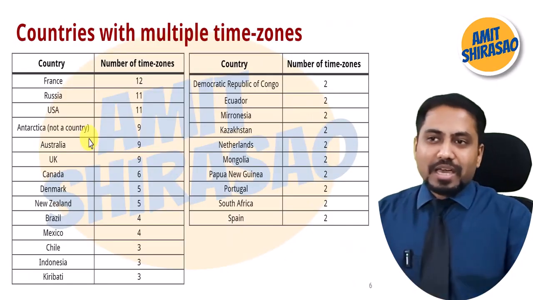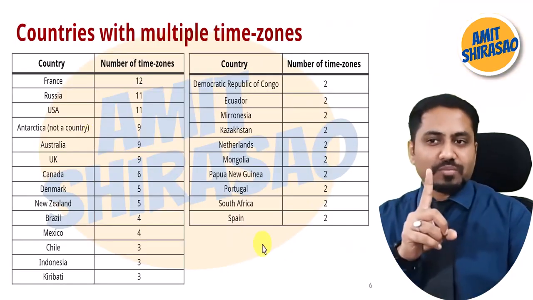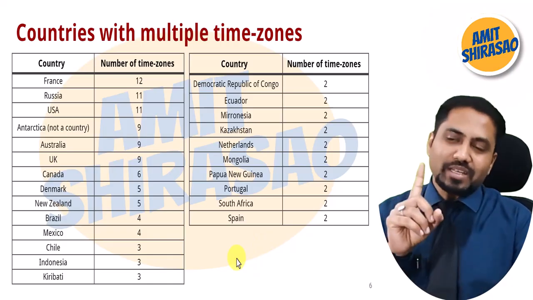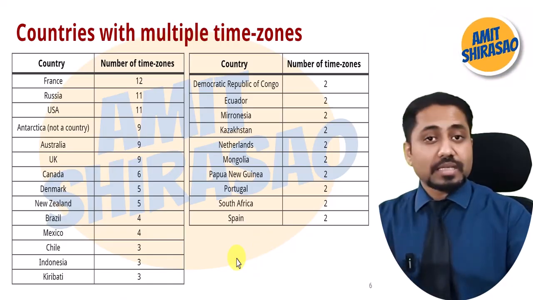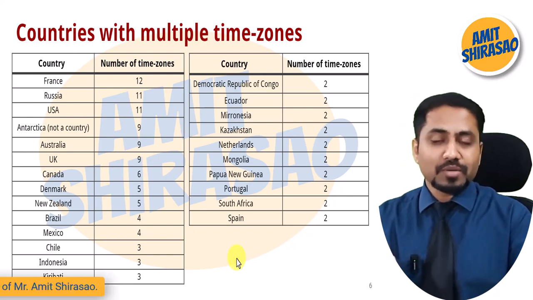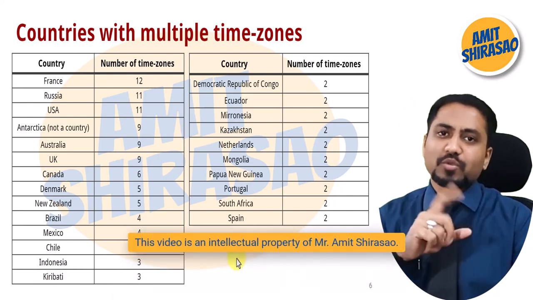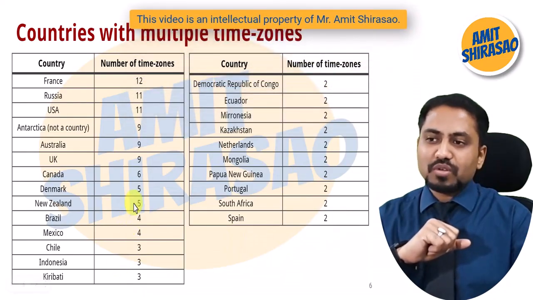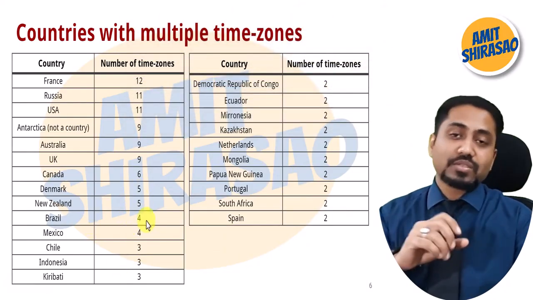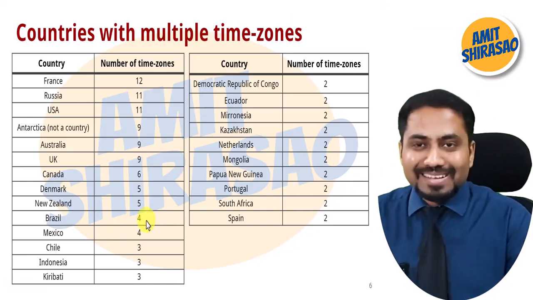And all the countries which I haven't mentioned over here have only one time zone. For example, India is not mentioned, India is one time zone. China is not mentioned, China is one time zone. Pakistan has one time zone. Similarly, all the other countries which are not mentioned have only one time zone. These countries have two time zones. These countries have three. These have four. These have five. Even Brazil has four time zones.